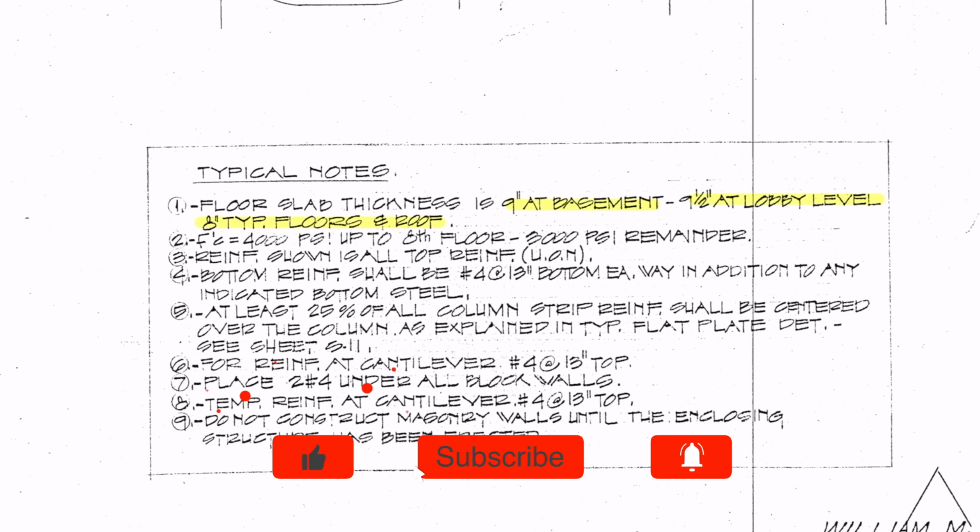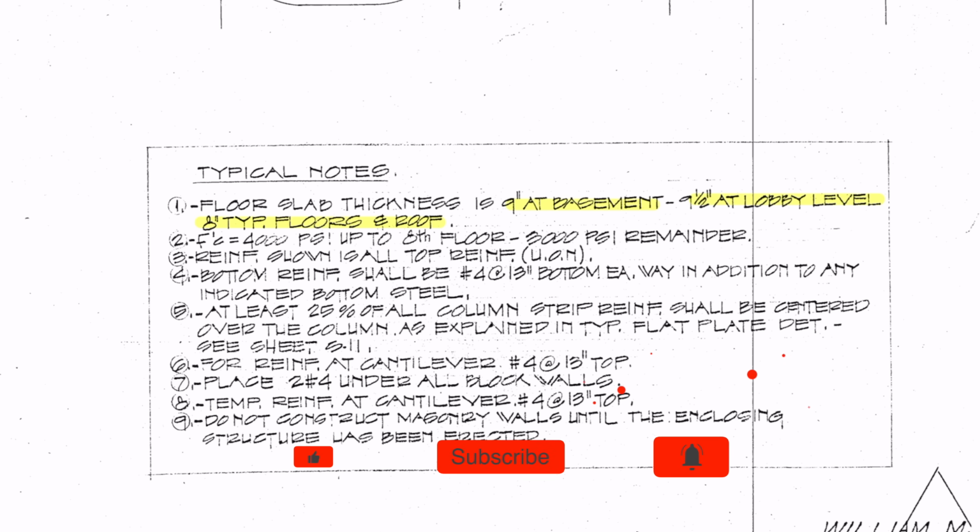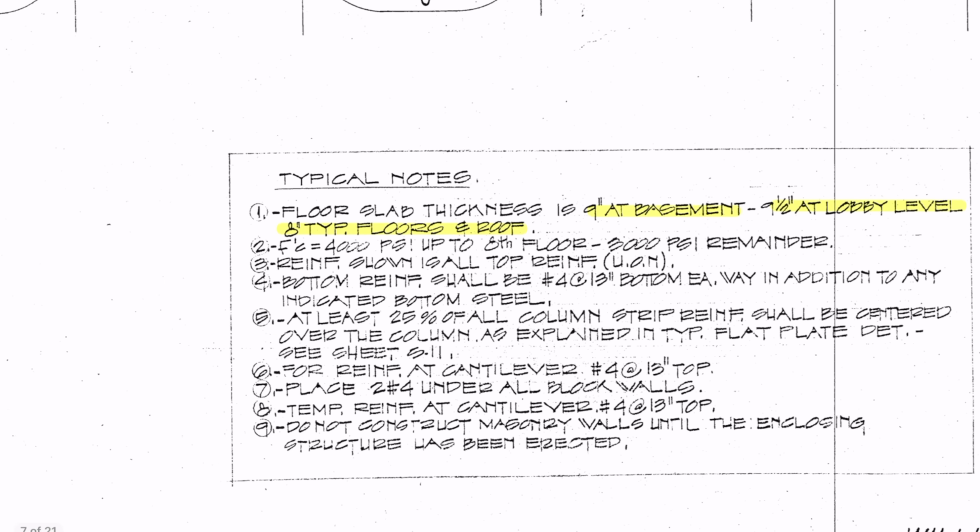Then for all the other floors, including the roof, it's 8 inches, which is around 200 mil. In my opinion, the slab thicknesses are definitely on the thin side. For the typical floors, which are 8 inches or 200 mil thick, I think they're probably okay given that the common spacings are about 6 meters to about 7 meters long. So 200 mil thick is just about workable, but I still think it's quite thin.